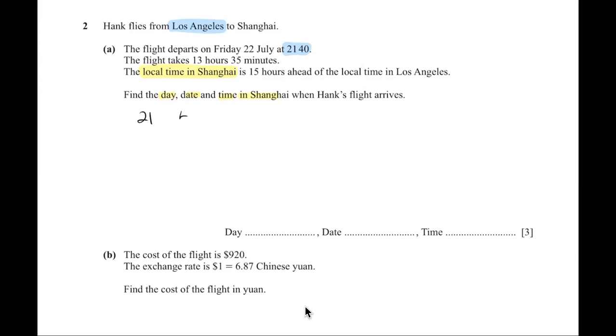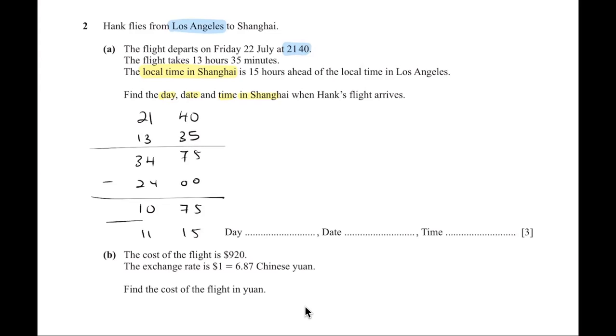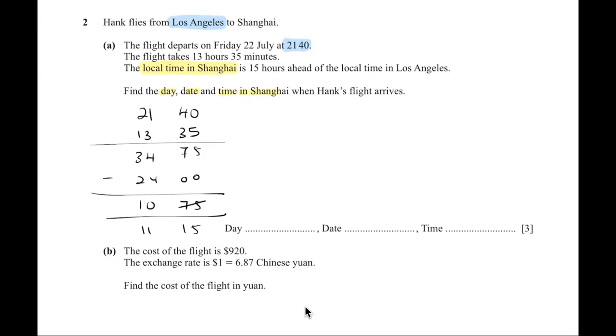So let's look at 21:40 plus 13 hours and 35 minutes. 75 minutes, so this one we get 34 hours. So we remove 24 hours, which is a day, and we should get 10:75, and 75 minutes we bring it to 11:15. So now we have 11:15 of the next day in LA.